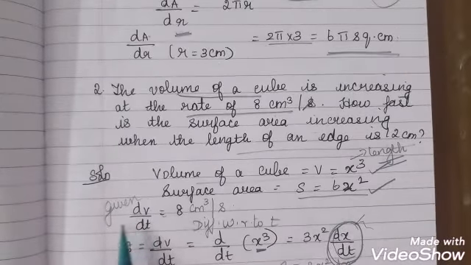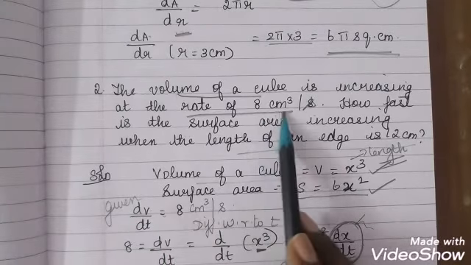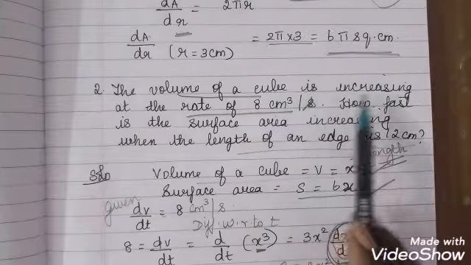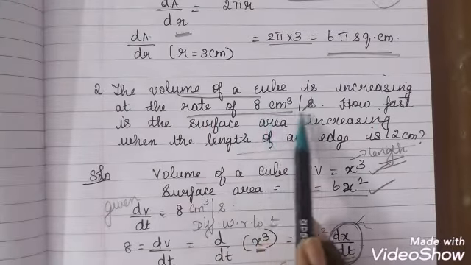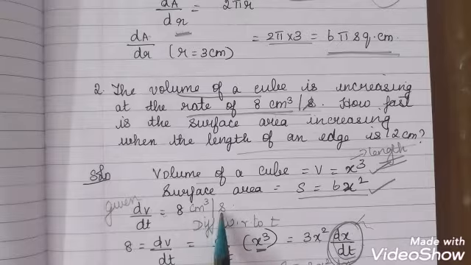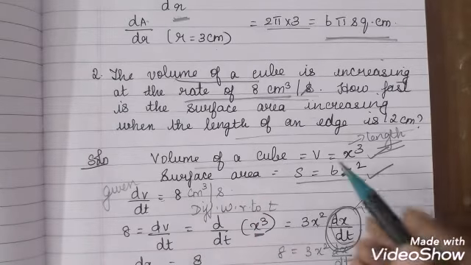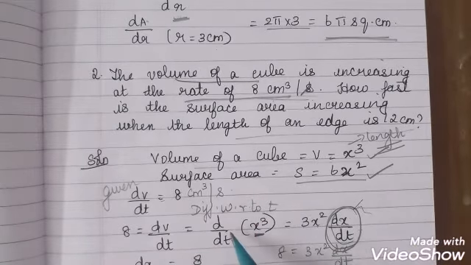And what else is given in this case? Given dV by dt is equal to 8 centimeter cube per second, because the volume of a cube is increasing at the rate of 8 centimeter cube per second. Got it? Now we will differentiate with respect to t. When I differentiate it, dV by dt is equal to d by dt of x cube, which is equal to 3x squared into dx by dt.